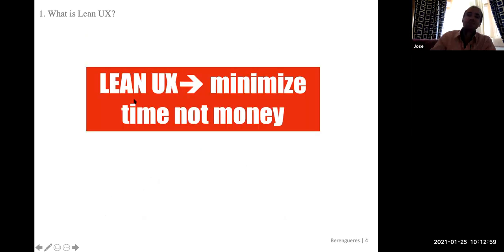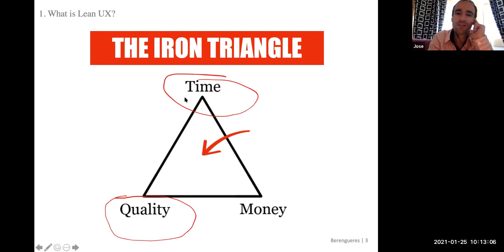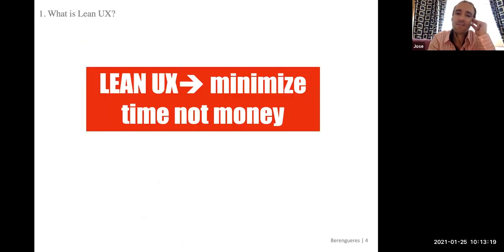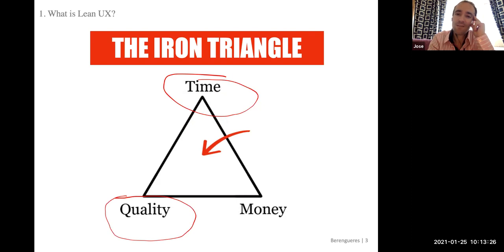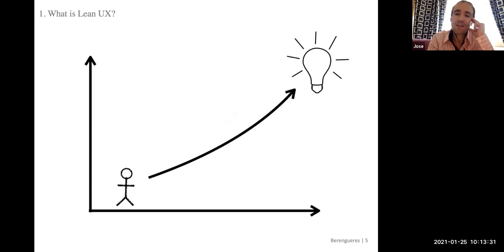And in Lean UX, what we say is that we want to minimize the time, not the money. Okay, so we want to minimize time because in software, the most expensive cost you have is the humans working there. And the humans, you pay them by the hour. So we said, in UX, we're going to minimize time because at the end of the day, time is money, and time is the most important thing in software development. Right.